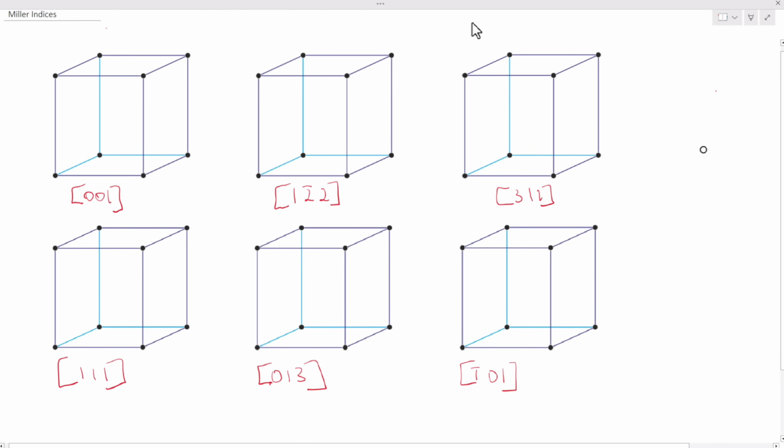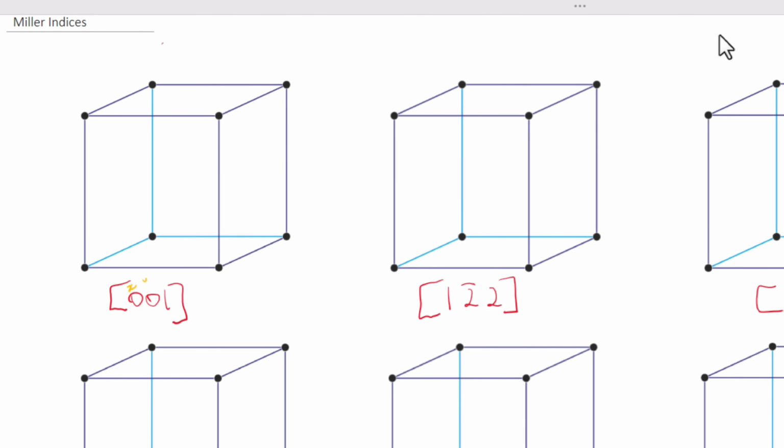So looking at this guy, this is our x, this is our y, and this is our z, right? So it tells us on our x direction we travel 0, on our y direction we travel 0. So it's just going to be z. So let's pick this point as our point of origin.